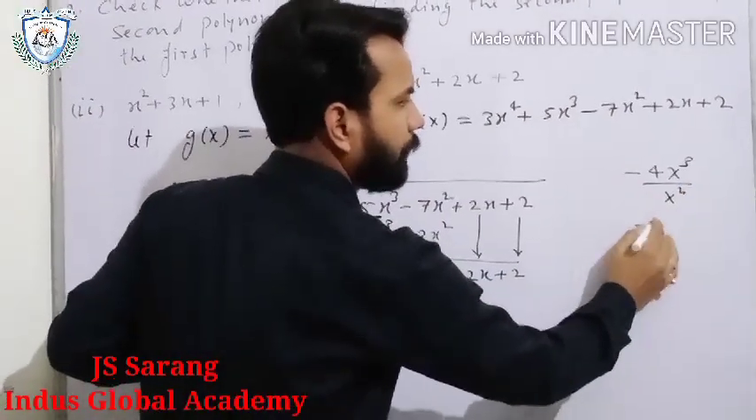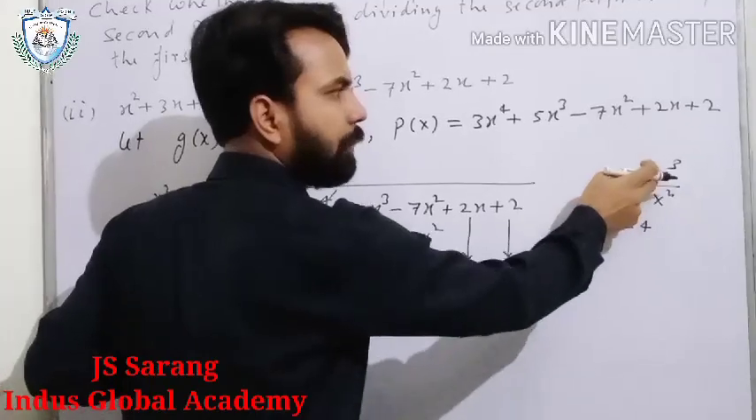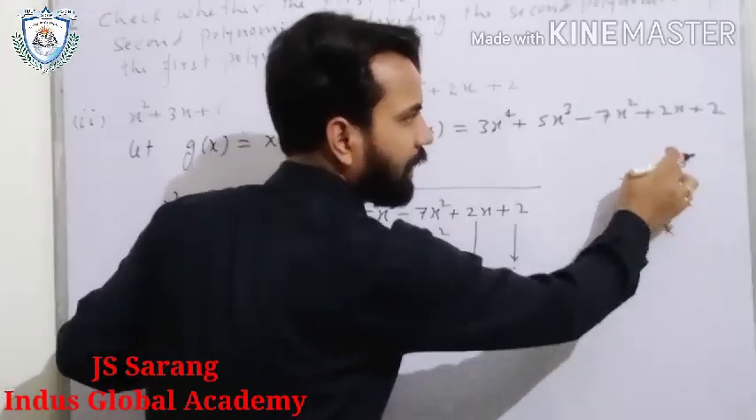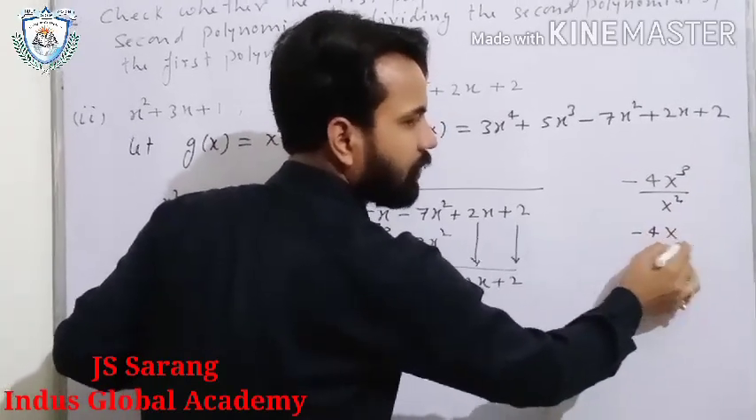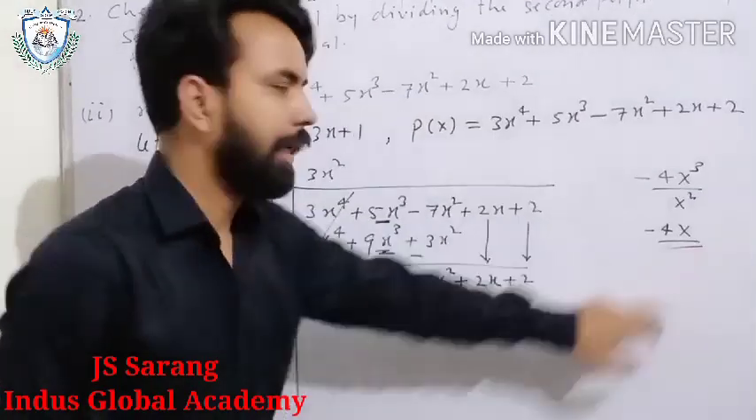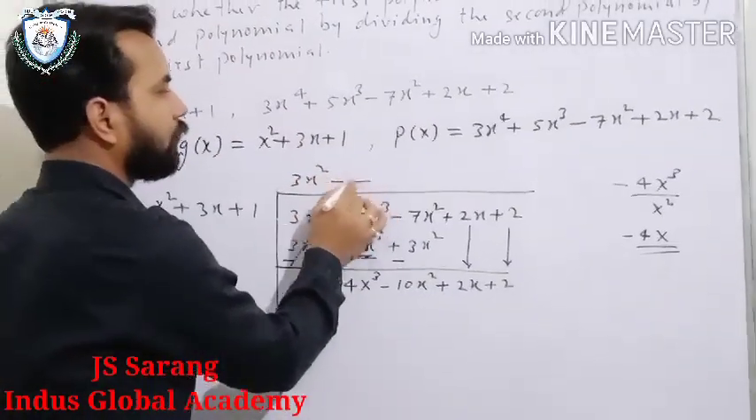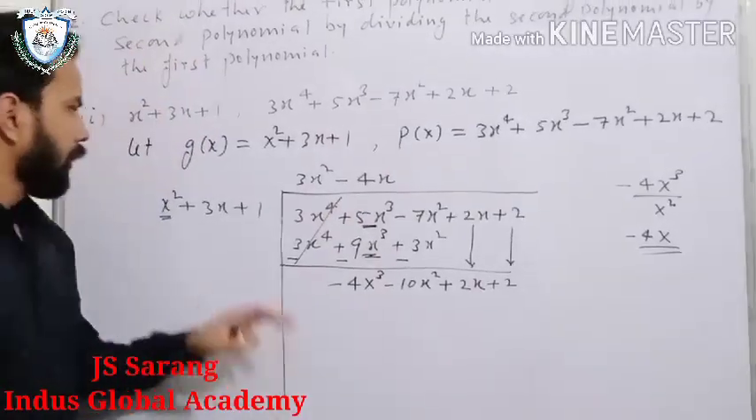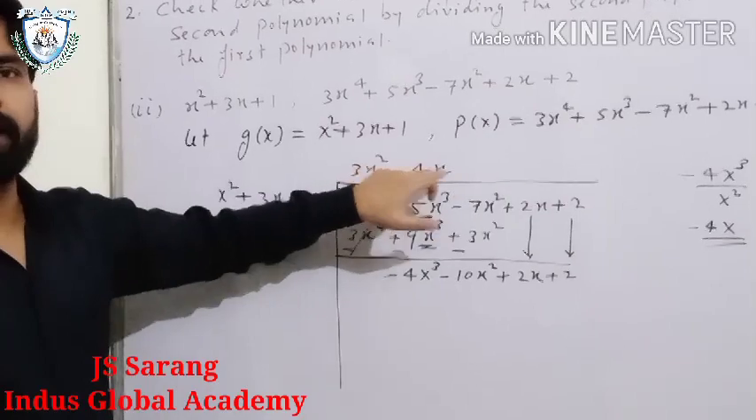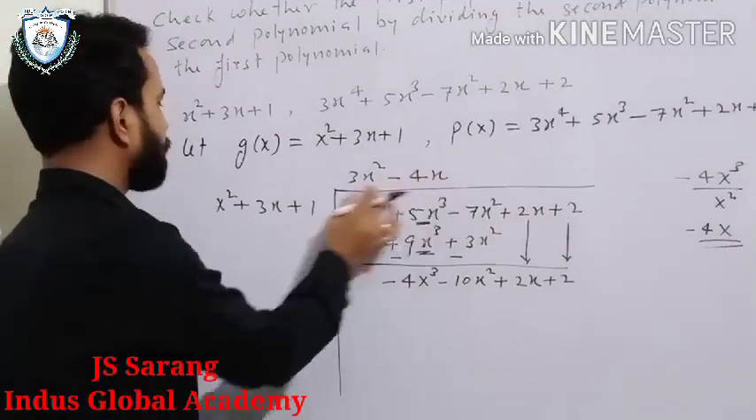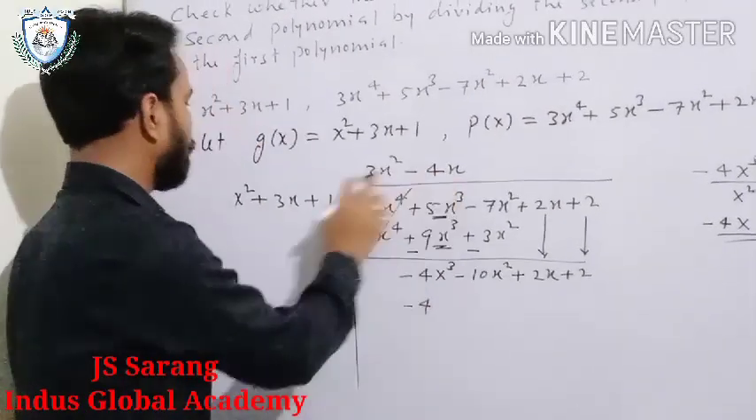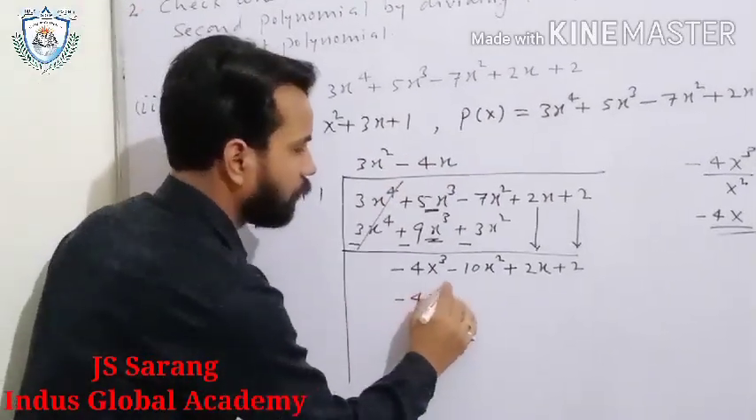So minus 4 will remain same. x cube upon x square, bases are same, division is there, then power will be subtracted. So x to the power 3 minus 2 gives you 1, or x to the power 1 stands for x. So what is the value here? Minus 4x. So it will be the second term of quotient. Now we will multiply this divisor by minus 4x. So minus 4x multiplied by x square. So minus 4x into x square gives you x cube.